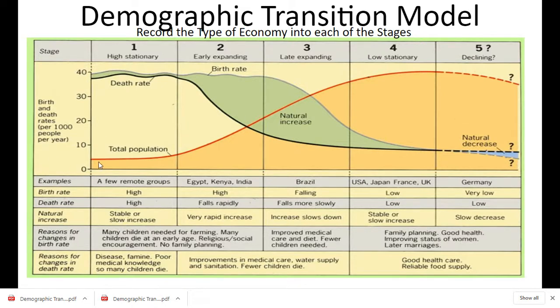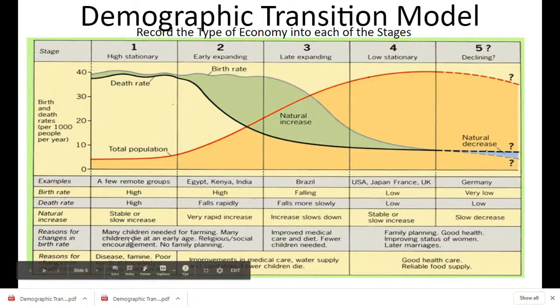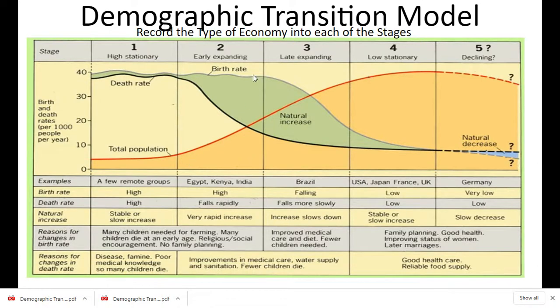Now, in your notes, I would like you to include some example countries in each stage. So I said that there's no countries in a stage 1. There's only a few remote groups like the Pygmies or maybe the Aborigines. But example countries in a stage 2, you could write down Egypt, Kenya, and India. These are countries that need lots of children for farming. They seem to have a preference for boy babies, and they are countries that have an exploding population right now. So they're kind of stuck in a stage 2 until they put more women in school.